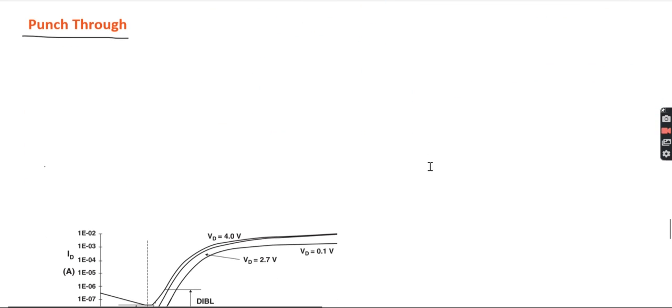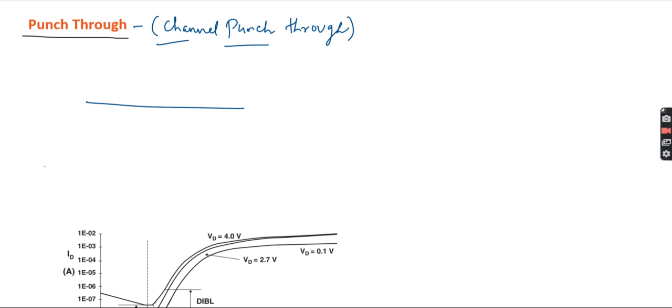So now let us concentrate on the next mechanism of subthreshold leakage current, which is punch through, or I can call it channel punch through. Sometimes we may call it like this. Okay, so let us consider the diagram, so it will be easier to explain.